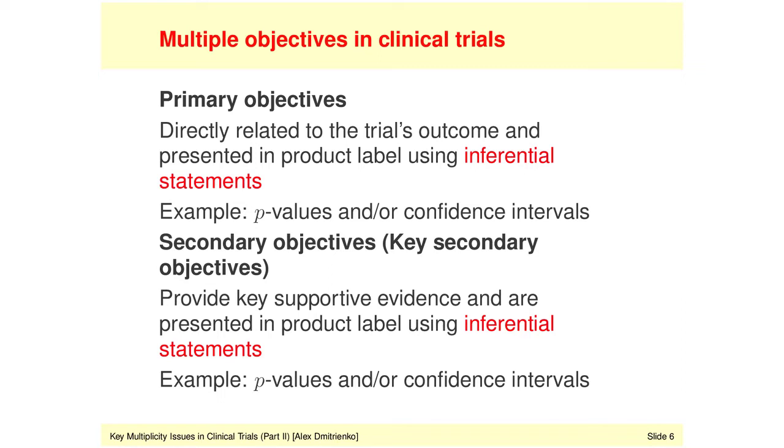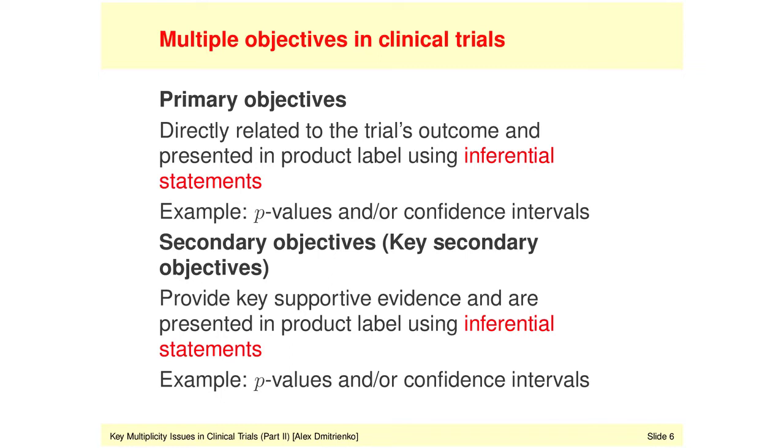This means that whenever we see a summary of findings, results from the primary analysis in the product label, it is typically accompanied by a p-value, which signifies that the observed effect is statistically significant, and in addition to that, a confidence interval may be attached to the summary of the results.